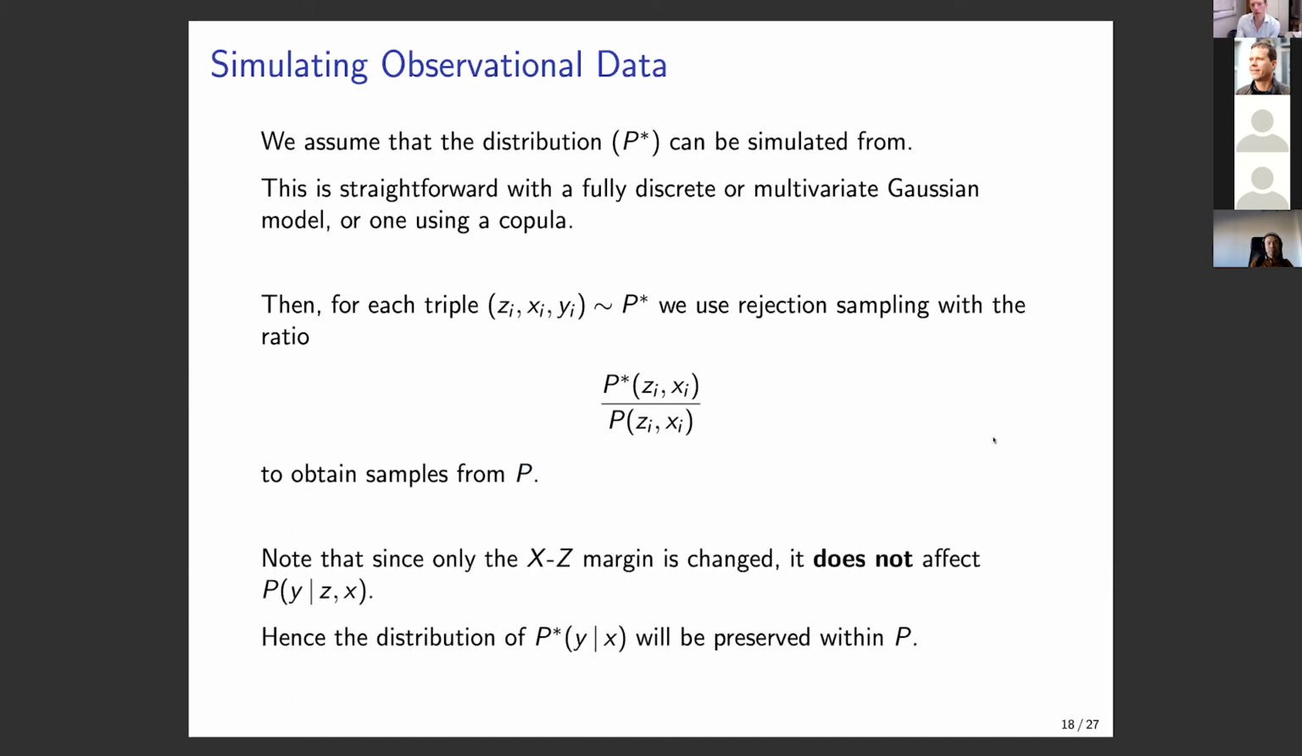Note that because our rejection only depends upon the values in the x and z margins, it won't affect this distribution. That means that the quantity we're interested in will be preserved. So if you apply whatever operation it is that you need to get to P star of y given x, it will be just as you expect within the samples from P.